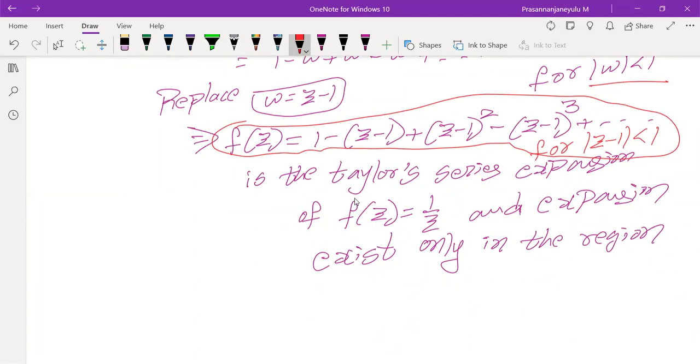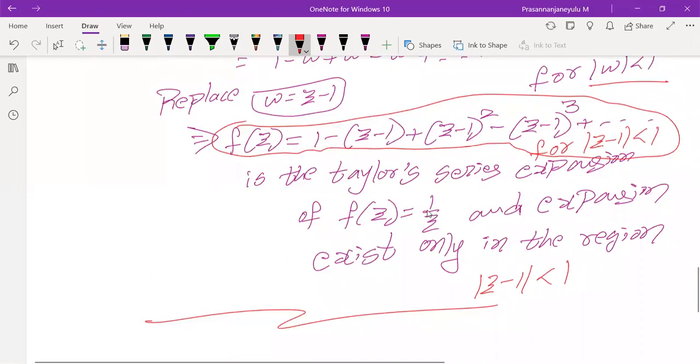Okay, so it exists only in the region modulus of z minus 1 is less than 1. This is a proof of our problem, that means a solution of our problem. Okay, any doubt?